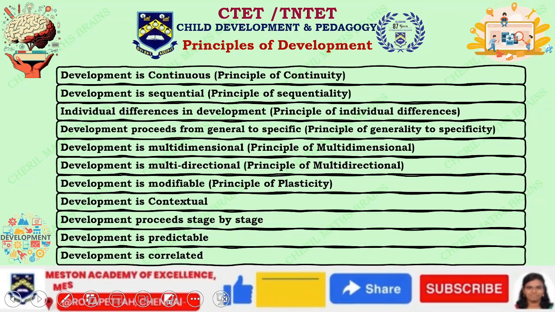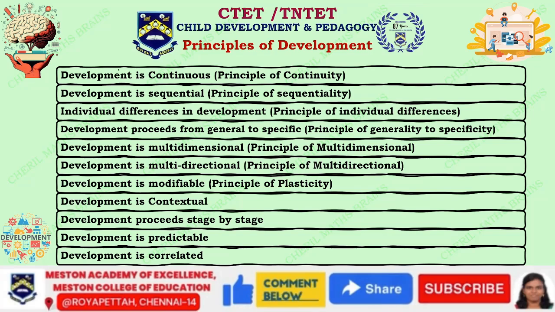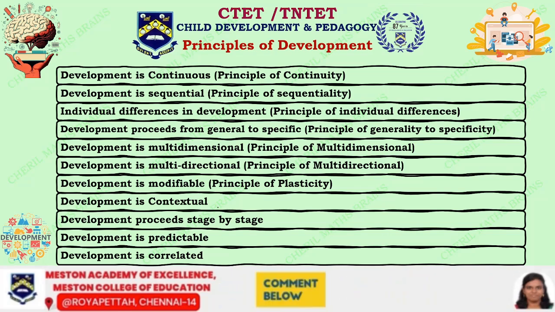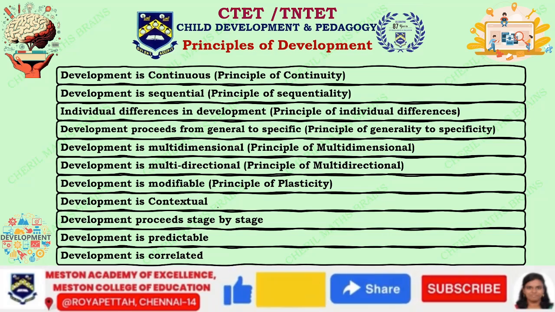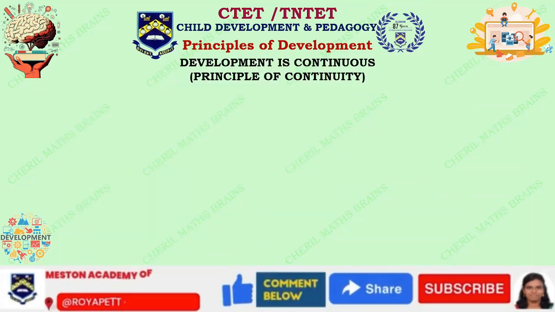So under principles of development, we have all these. When you talk about development, how is development? Is it continuous? Is it sequential? And what are the differences? And the multi-dimensions, can it be modified? And how does it vary from stage to stage? And can we predict it? Or is it correlated? So all these things we are going to discuss under the principles of development.